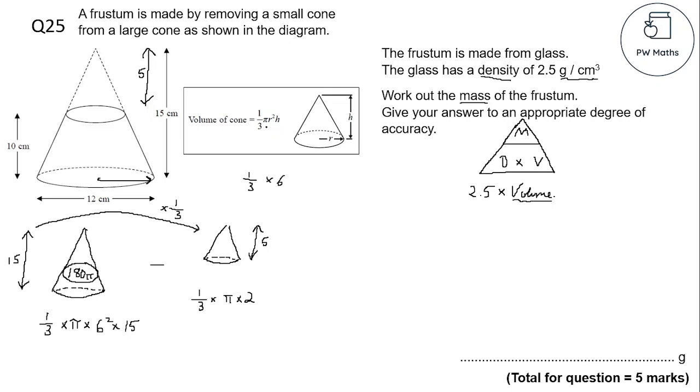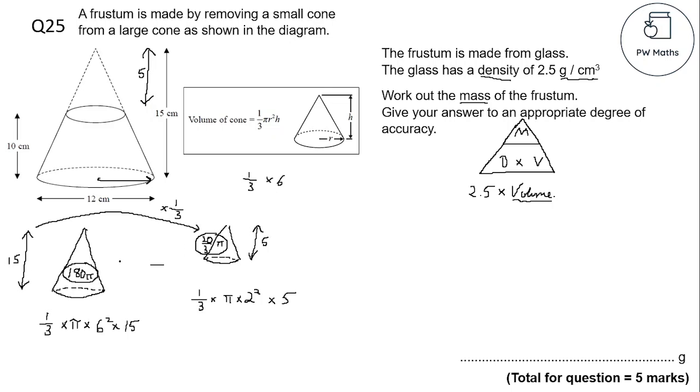Back to what we were supposed to be doing. 1/3 times pi times the radius, which is 2 squared, times the vertical height, which we worked out was 5. And tap it in the calculator: 1/3 times pi times 2 squared times 5, giving me an answer of 20/3 pi. I'm going to leave it as 20/3 pi.